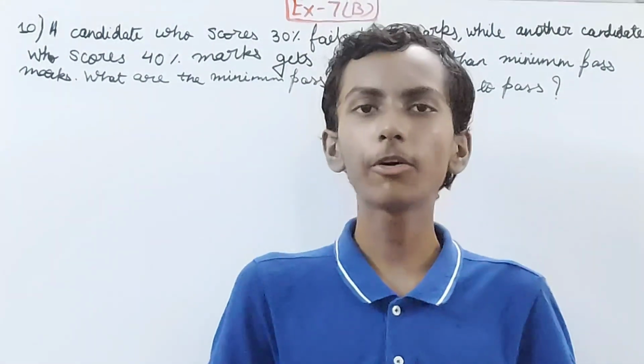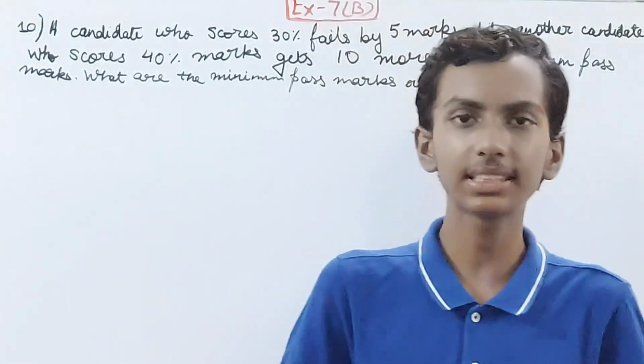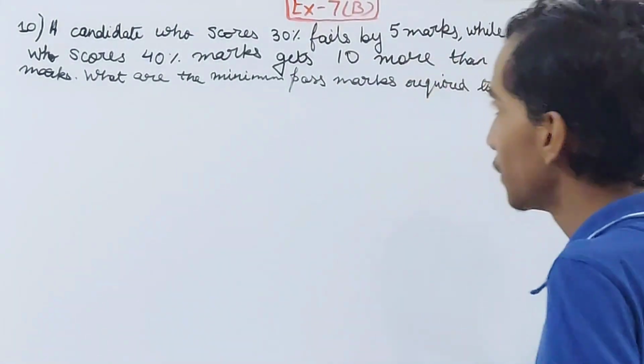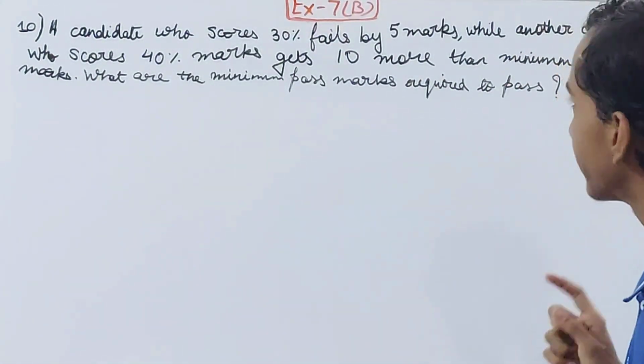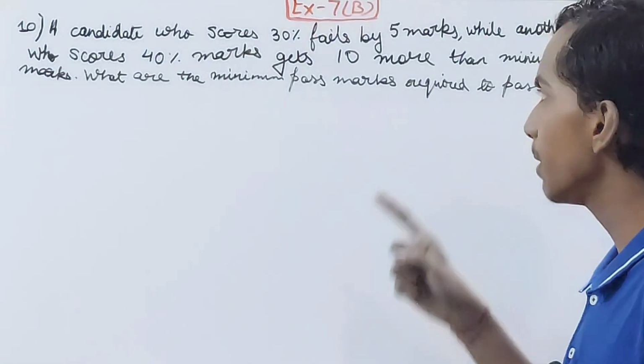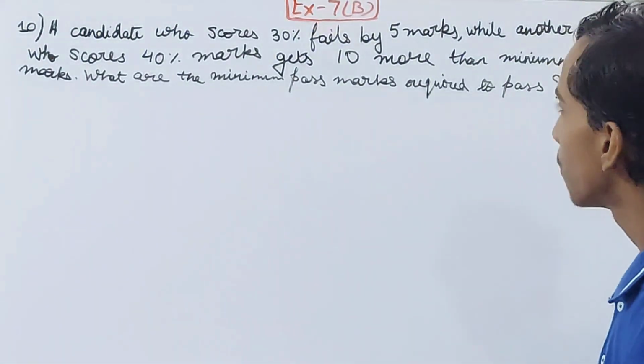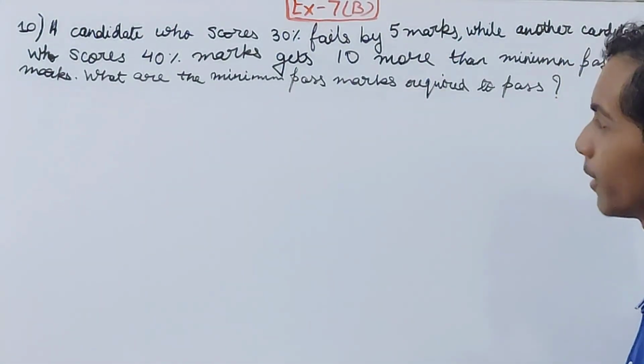In this video, we are going to solve ICSE Mathematics Class 8 Chapter 7 Percentage Exercise 7B Question 10. A candidate scores 30% and fails by 5 marks, while another candidate who scores 40% marks gets 10 more than the minimum pass marks. What are the minimum pass marks required to pass?